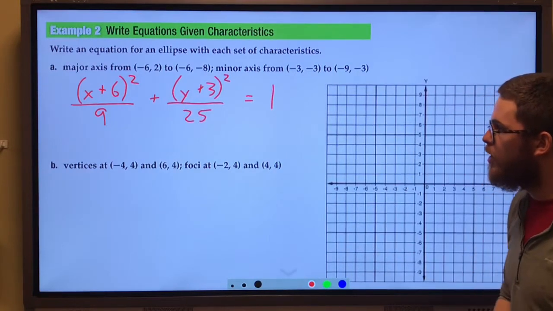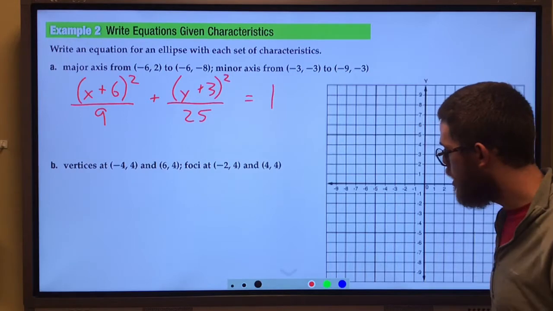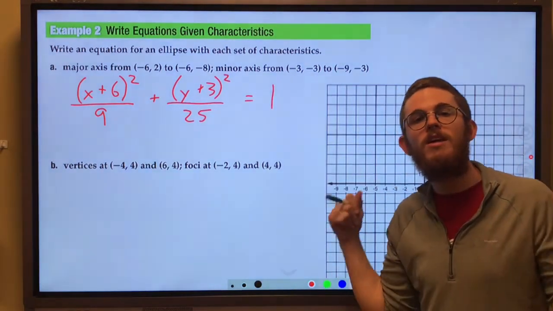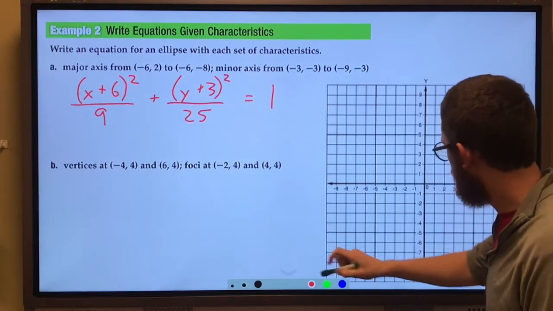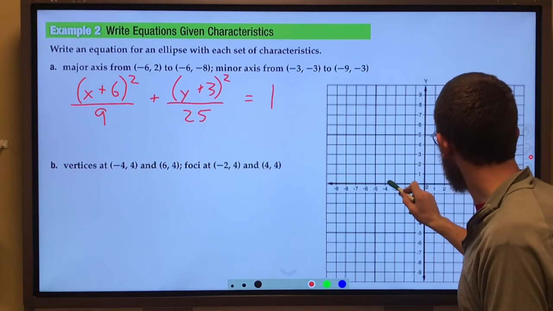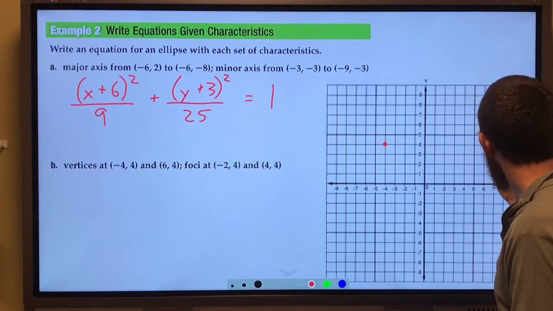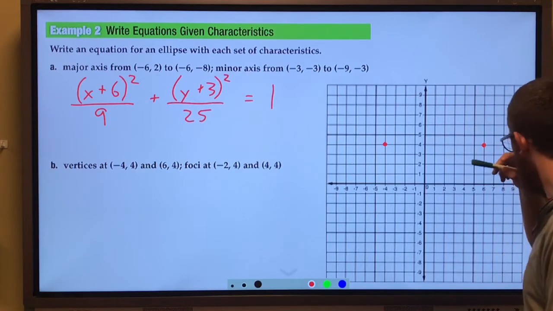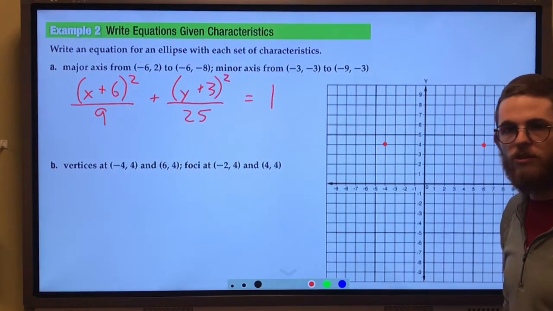All right, moving on to the next one. We have vertices at -4, 4, and 6, 4. Vertices, the endpoints of the major axis. All right, so we already got so much information. -4, 4, it's right there. And 6, 4, right there. There are the endpoints of our major axis. Those vertices are those endpoints.